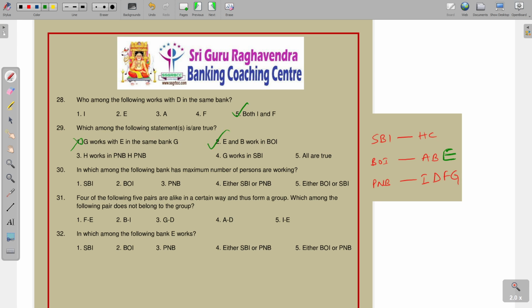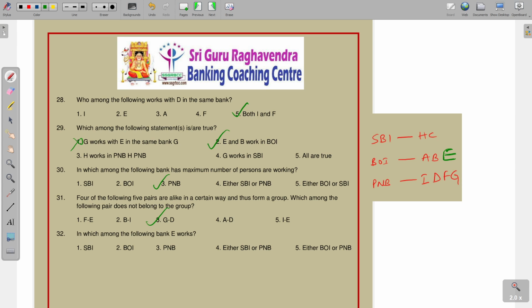In which among the following banks has the maximum number of persons working? That is Punjab National Bank. So 4 of the following 5 pairs are alike in a certain way and thus form a group. Which pair does not belong to the group? So here, F and E both are working in different banks. B and I, A and B working differently. G and D both are working in the same bank, and A and D both are working in different banks, and I and E both are working in different banks. That is, the third one is the odd one out.